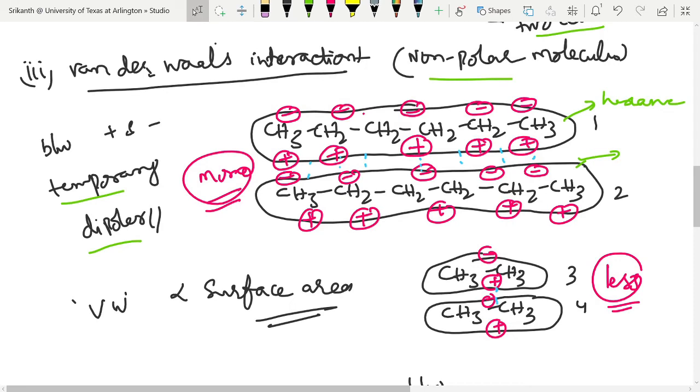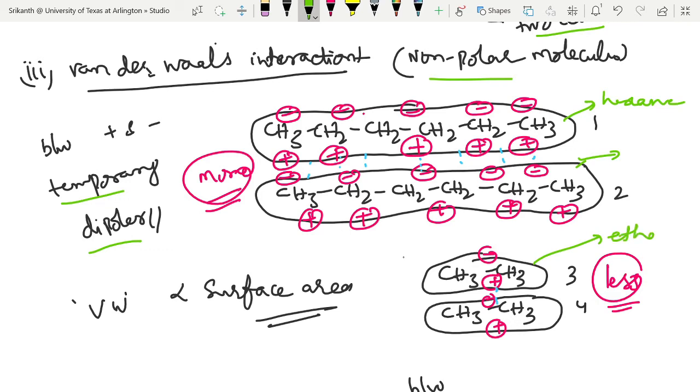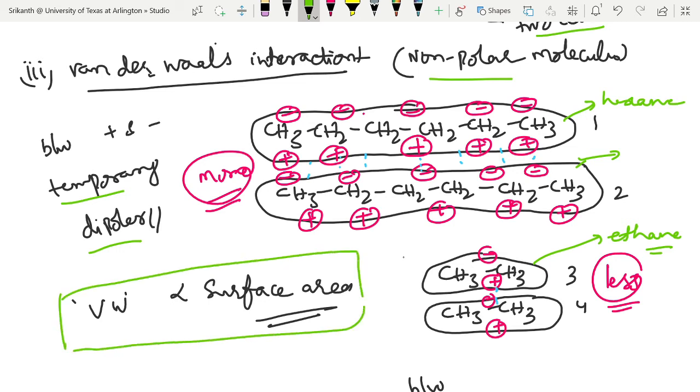So we have another example. In this example we have ethane. Actually, ethane is a gas, but for example, just imagine the van der Waals interactions happening between two ethane molecules are less compared to the van der Waals interactions happening between two hexane molecules, because hexane has more surface area than ethane. So if there is more surface area, van der Waals interaction is more.